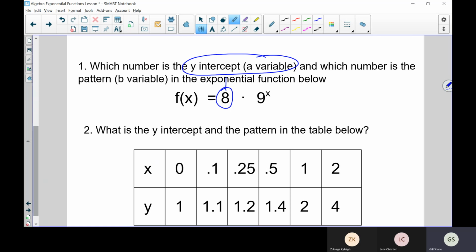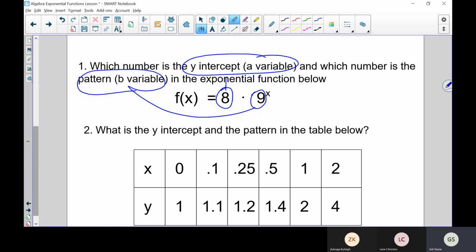So what is the b variable or the pattern? Just the 9, not 9x, just the 9 is the pattern of the b variable. What's it called? What's the math term for it? Constant ratio. Remember, when we move into geometric sequences, they call it the common ratio. They're the same thing, really.